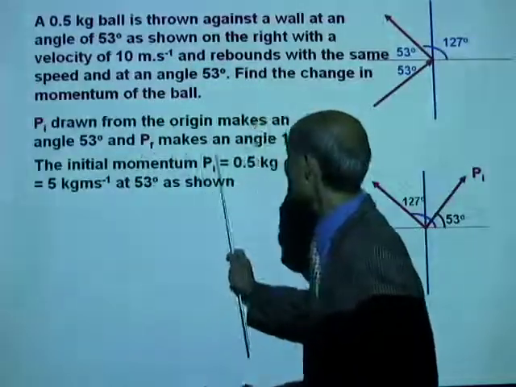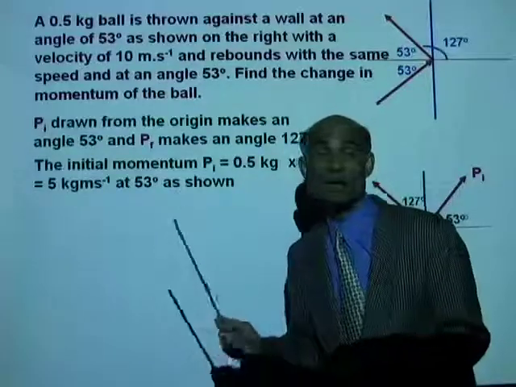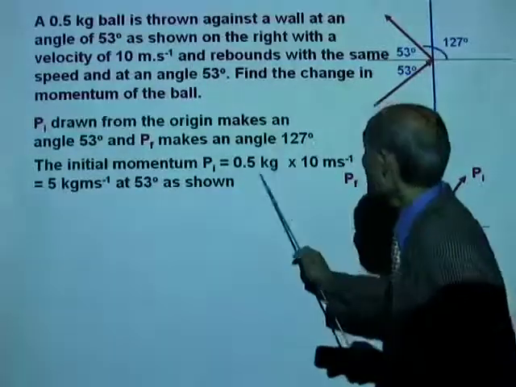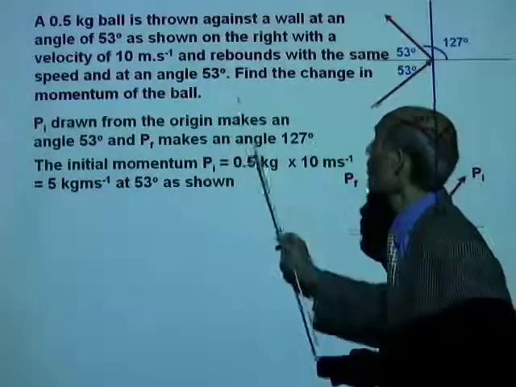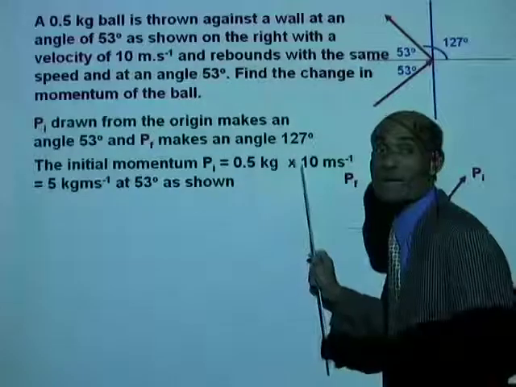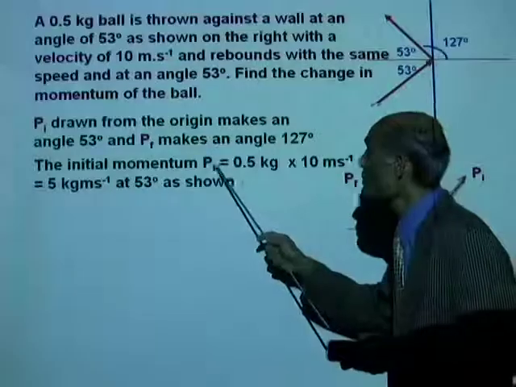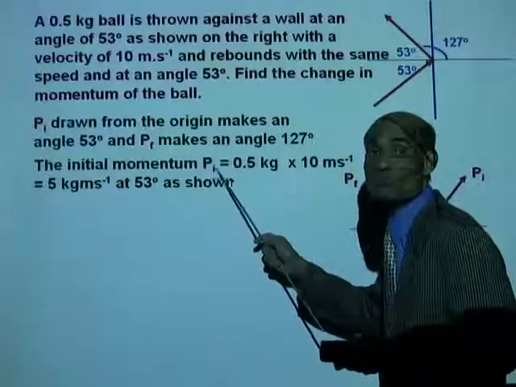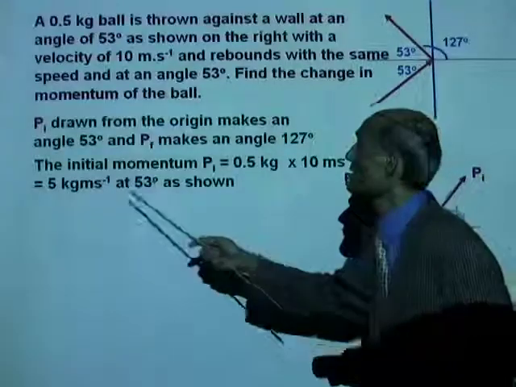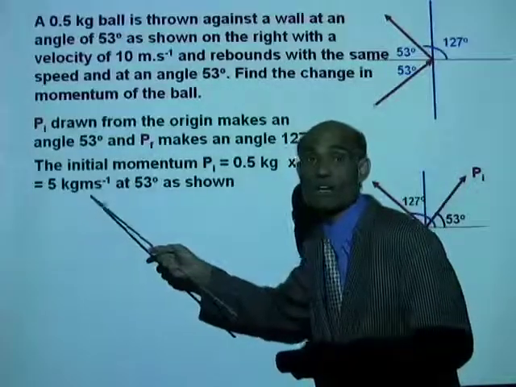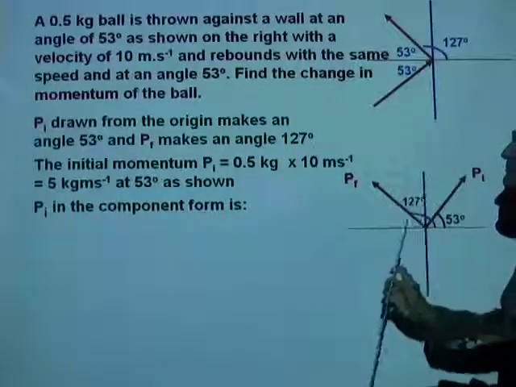Alright, let's calculate Pi, the magnitude of the initial momentum. Remember, momentum is mass multiplied by velocity. The mass of the ball is 0.5 kilogram. Its initial velocity is 10 meters per second. So Pi, the initial momentum, is 0.5 kilogram times 10 meters per second. That is 5 kilogram meter per second at 53 degrees.